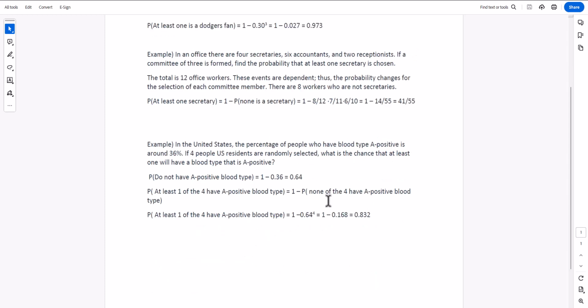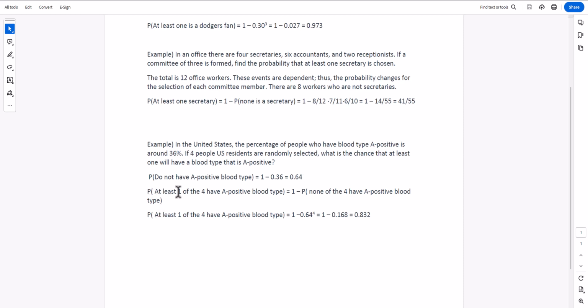For the third example, it states the following. In the US, the percentage of people who have blood type A positive is around 36%. If 4 people are randomly selected, what's the chance that at least one will have a blood type that is A positive? So remember, we have to first calculate the probability that the person does not have a blood type. So 1 minus 0.36 is 0.64. These are independent events because we're selecting a small sample from a large population.